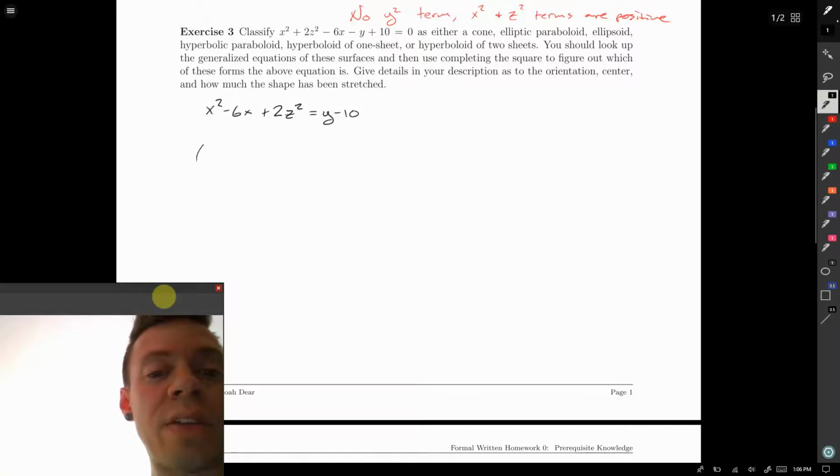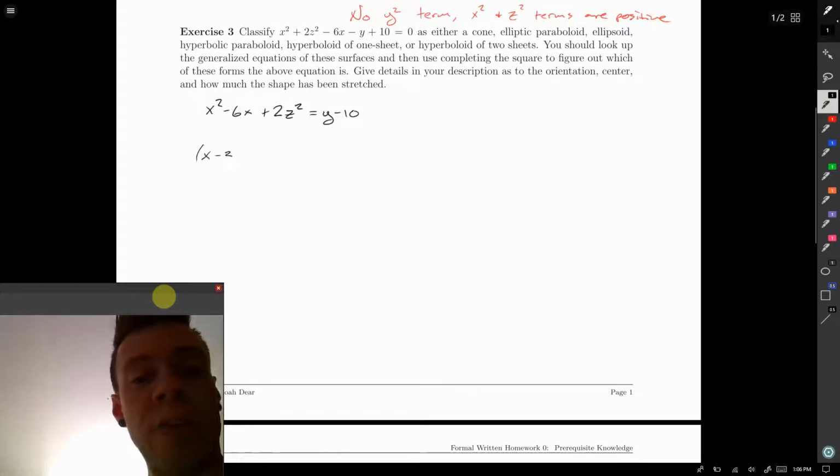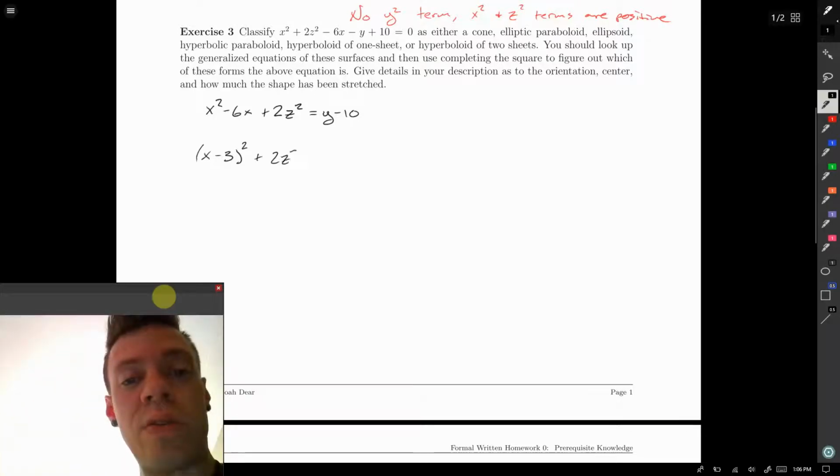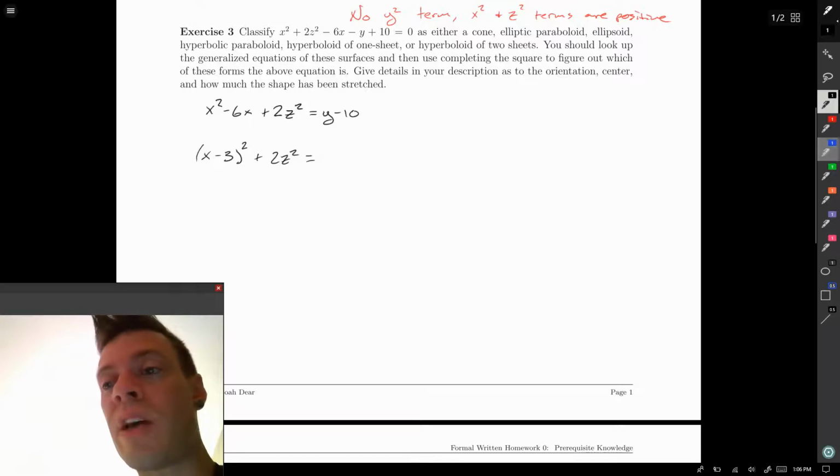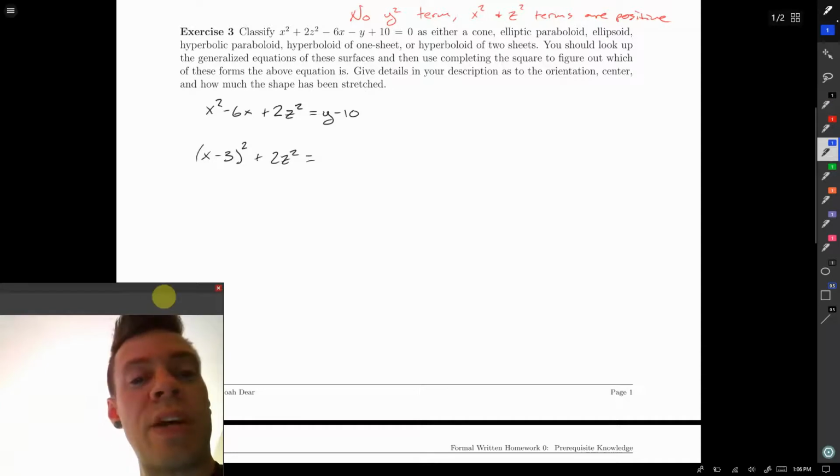So my next line, I'm going to write x minus 3 squared plus 2z squared equals, and I'm going to pause for a second. So this is x minus 3 squared because when I FOIL this out, I should get an x squared and then a minus 3x and another minus 3x.